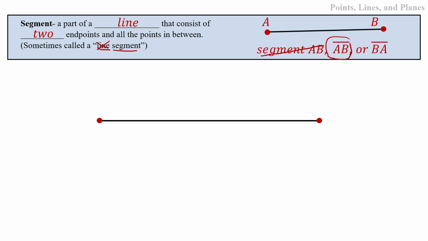Once again, I like to put my stuff in alphabetical order. You might not see it that way in the books, but this is the way I do it most of the time, unless order matters. But you can also call it BA, although most of the time I'll just call it AB.